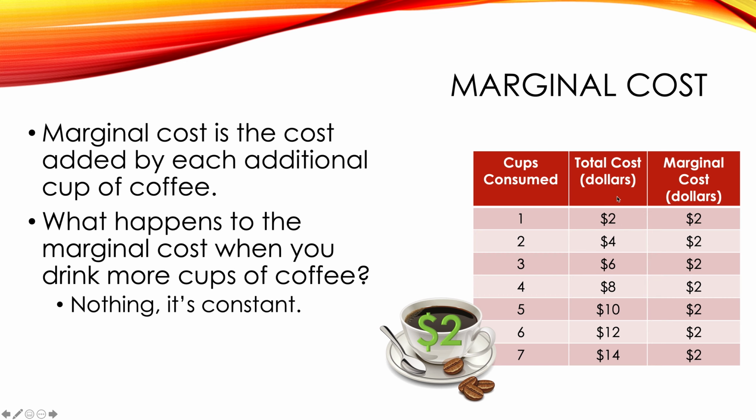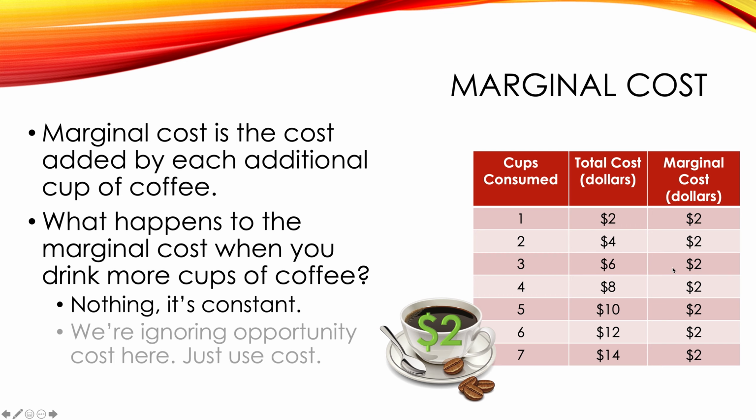So the first cup of coffee cost you $2, so the marginal cost was $2. The second cup of coffee cost you $2 more for a total of 4. So marginal is the difference between these total values. So 4 minus 2 is 2, 6 minus 4 is 2, 8 minus 6 is 2, and so on and so forth. So we're ignoring opportunity cost here. We're strictly talking about the cost, but in a situation like this one, the marginal cost stays constant.